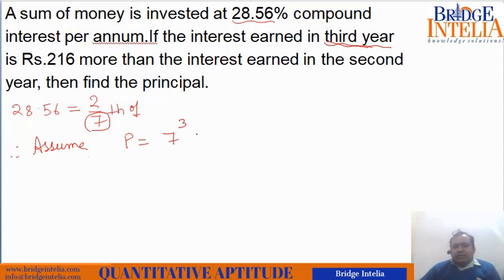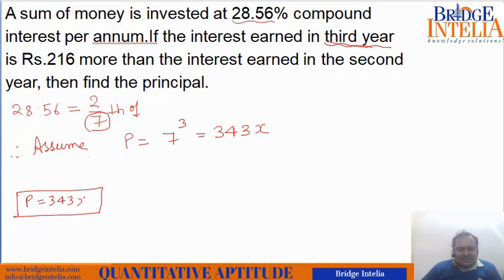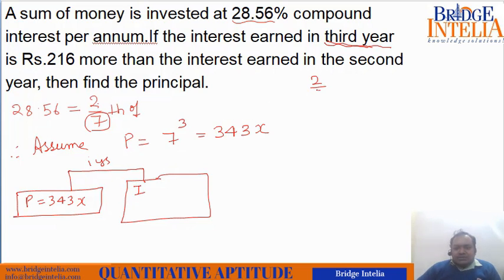So 7 cube. 7 into 7, 49. 49 into 7, 343 units. So 343x, and then continue with the calculation. So I deposited 343x, what happened to that? After 1 year, what happened? The bank is paying me 2/7 as the interest. So after 1 year, what will be the interest that I will earn? So 2/7 of 343. That is 49 into 2, 98x as interest.